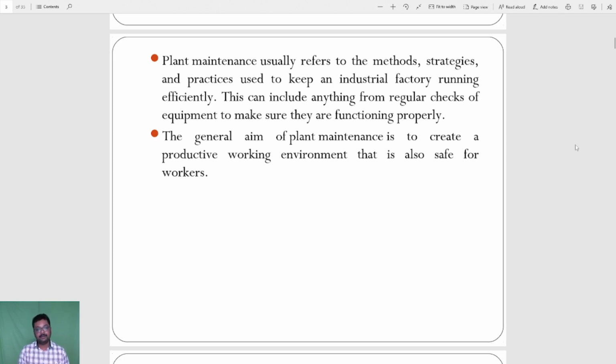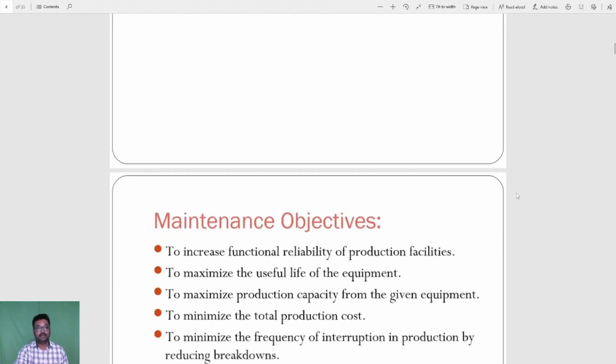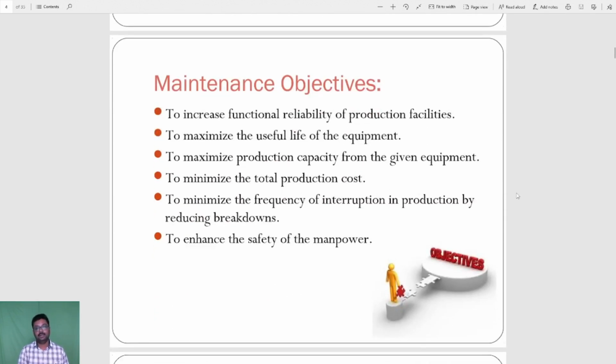So general plant maintenance gives a very good working environment. Obviously, if we are doing all the maintenance frequently, it will create a very good working environment. Why, guys, do we need a very good working environment? If the working environment is very good, obviously we get the output frequently, and it also helps to create a pleasant working environment for our employees as well as our output.